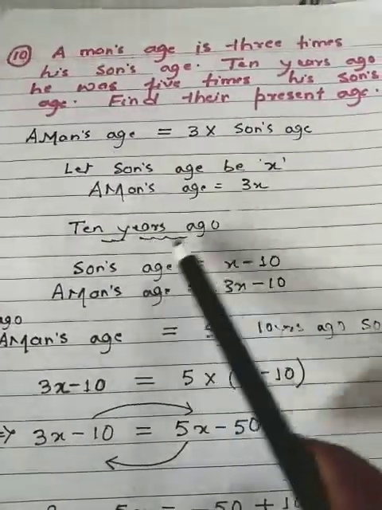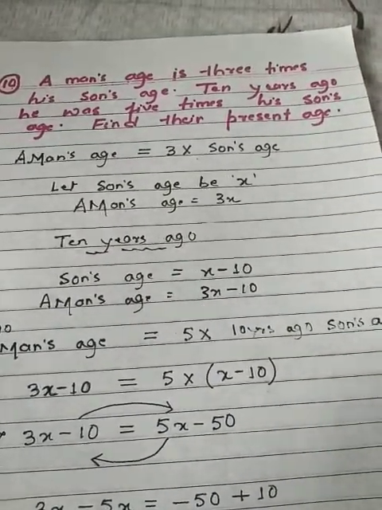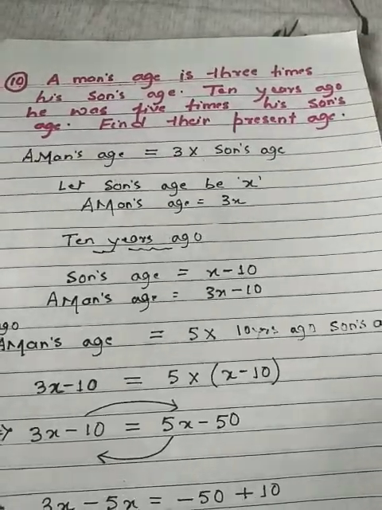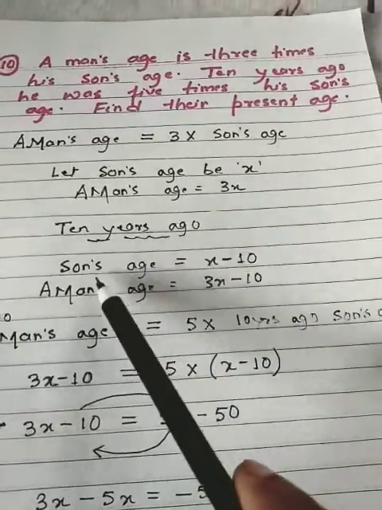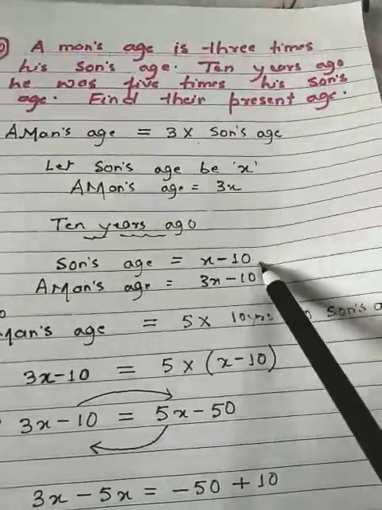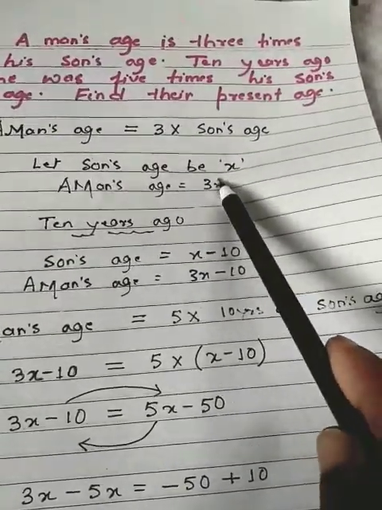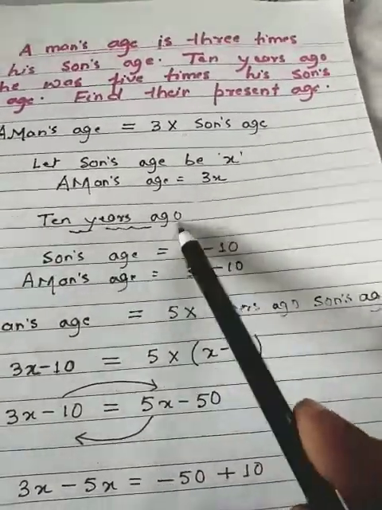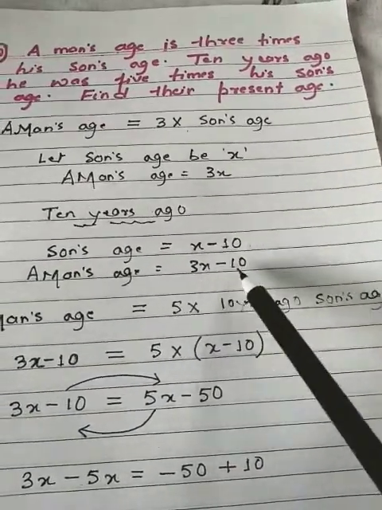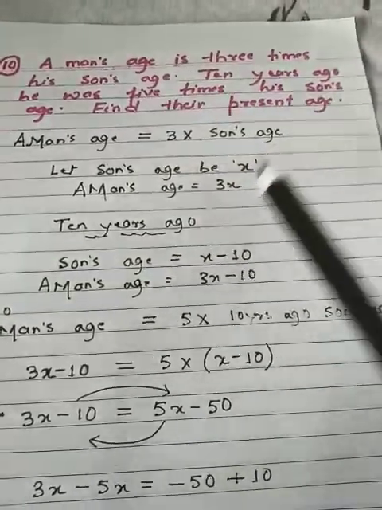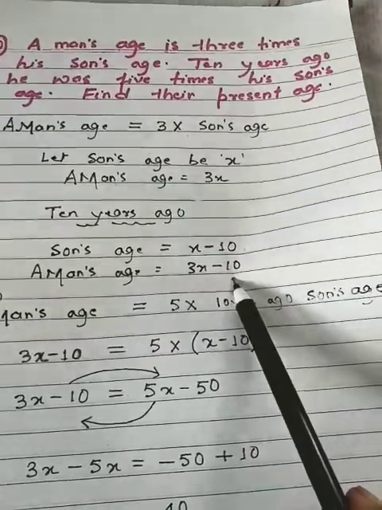Now, 10 years ago means, suppose your age is 15 years, what was your age 10 years ago? So we have to subtract. Same thing I did. If the present age of the son is x, the son's age 10 years ago would be x minus 10. Similarly, if the present age of the man is 3x, then 10 years ago, what was his age? Obviously, we have to subtract 10 from the present age, that is 3x minus 10. Fine. So 10 years ago, the son's age is x minus 10, and the man's age is 3x minus 10.